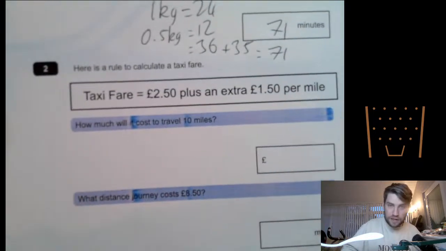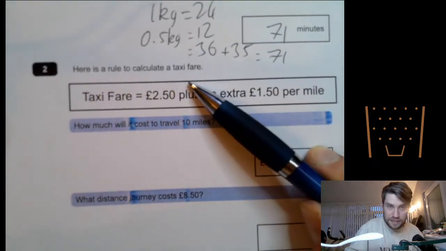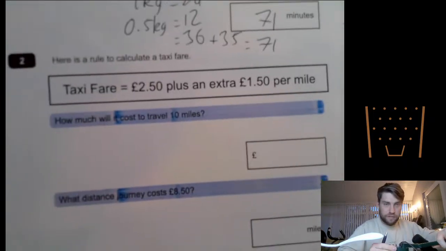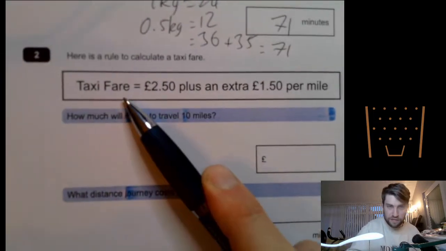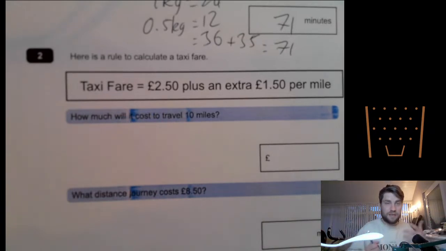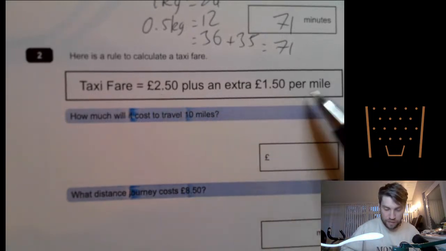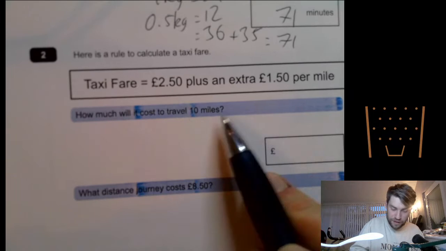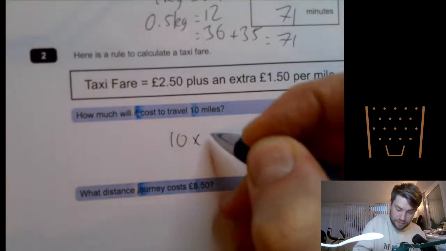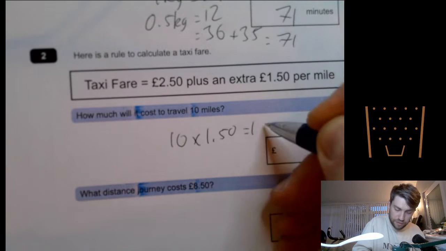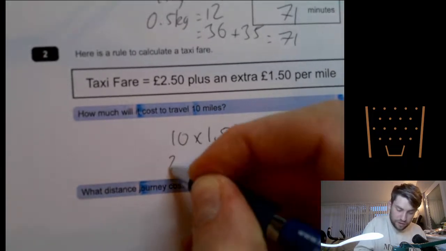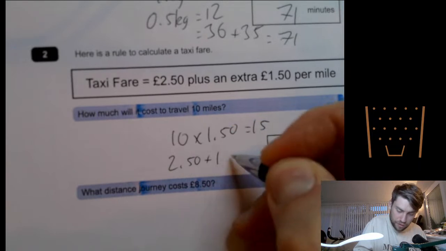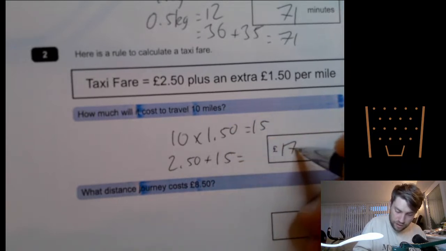Right, next one. Here's a rule to calculate a taxi fare. I'll go a little bit closer so you can see. So you've got taxi fare. This is pretty standard. Anytime you get a taxi, you have your standing charge plus whatever it is per mile. Yeah, that's how they make money. Okay, so £2.50 plus an extra £1.50 per mile. So it does 10 miles. So it's £2.50 plus 10 of these. So I'm going to do 10 multiplied by £1.50, which equals £15. And then I'm going to add on £2.50. So £2.50 plus 15, which equals £17.50.